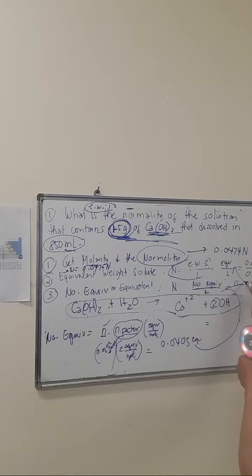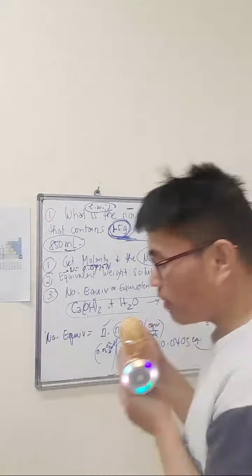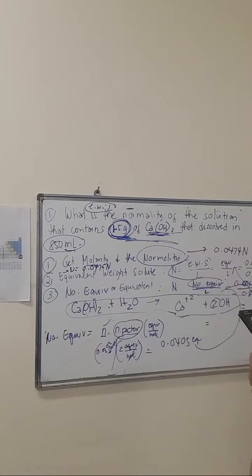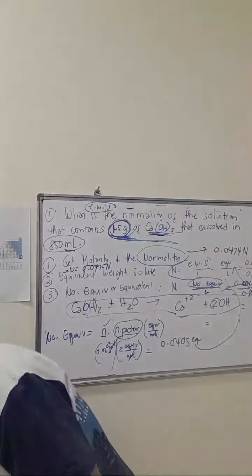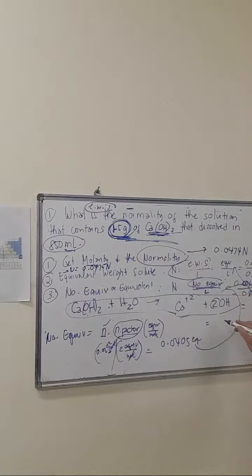So substitute that here. 0.0405, because this is the number of equivalents, over 0.850. Your answer must be close to 1 and 2, right? Because we are solving the same quantity, normality. So divided by 0.850 is equal to 0.476. Okay, 0.476 normality or equivalent per liter.